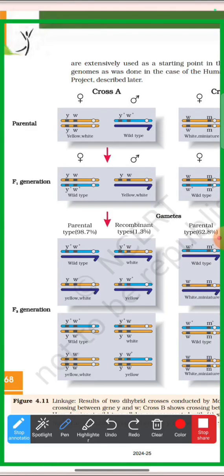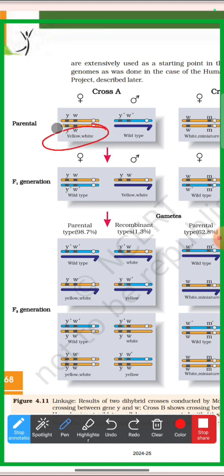Let's understand this diagram given in the chapter Principles of Inheritance and Variations under the topic Linkage. This diagram represents the result of two dihybrid crosses conducted by Morgan. Cross A shows crossing between genes Y and W, and cross B shows crossing between genes W and M.